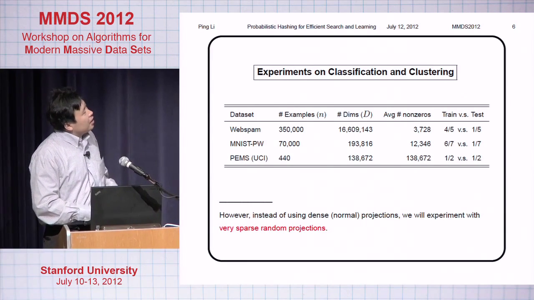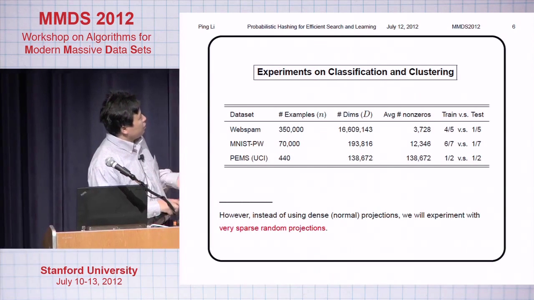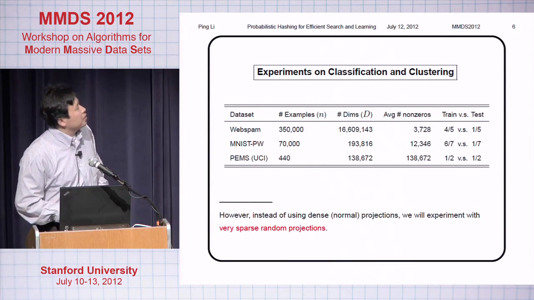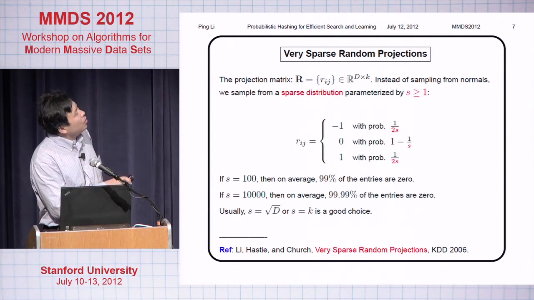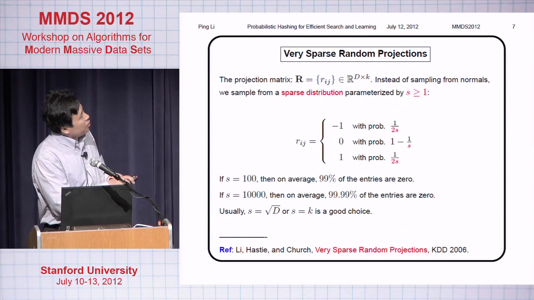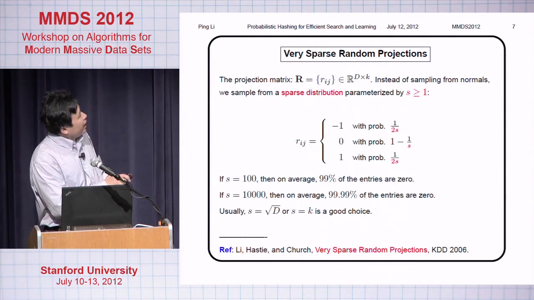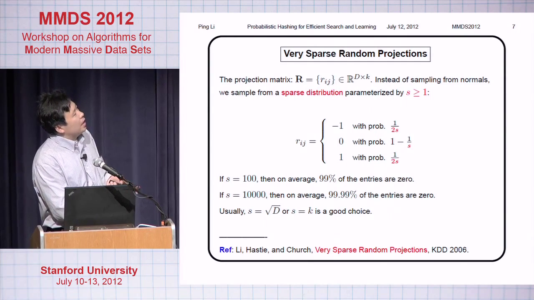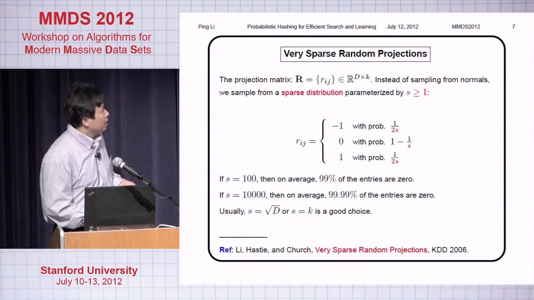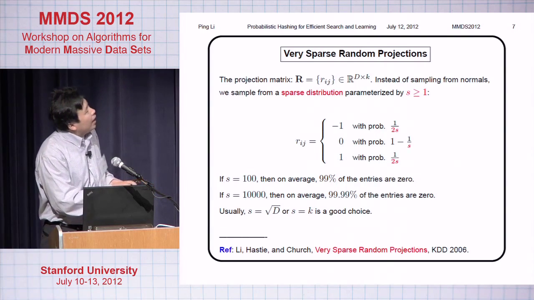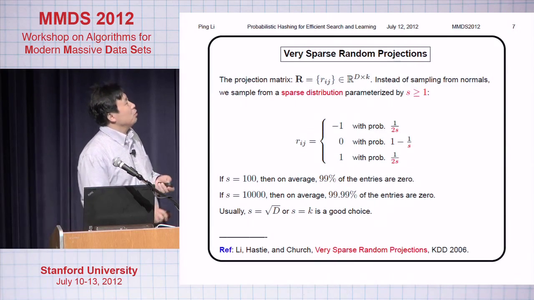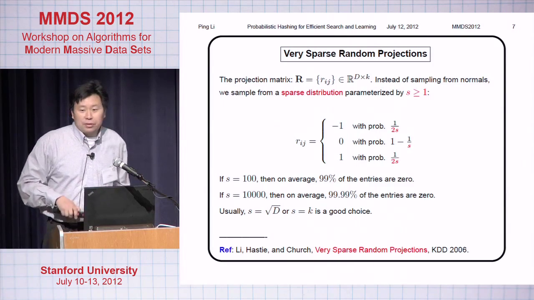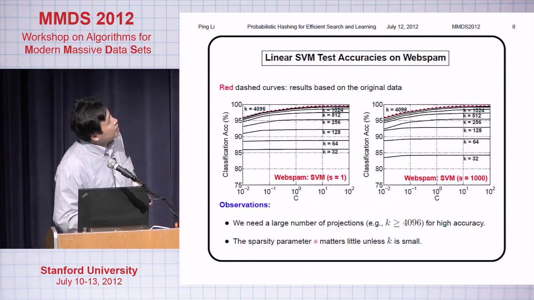However, instead of sampling from normal projections, we use what we call very sparse random projections. So the random matrix R is not normal. Instead, we sample from this distribution. There's a parameter S. When S is 100, that means 99% of the entries are 0. So it's very sparse. In fact, we can show that when S is 10,000, it still works very well. That means the matrix is 99.99% sparse, and it still works very well. This is a paper from 2006. Let's show the experiments.